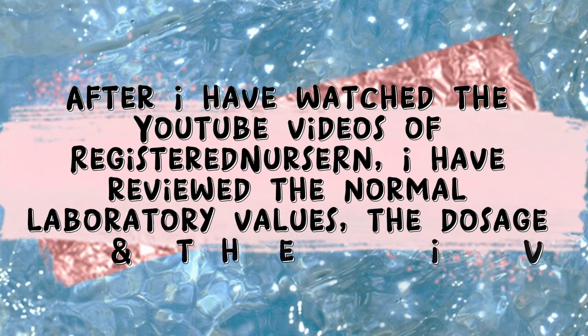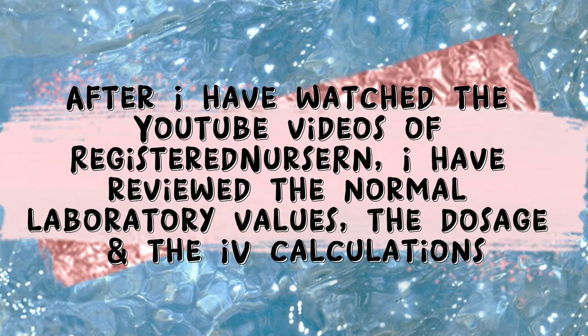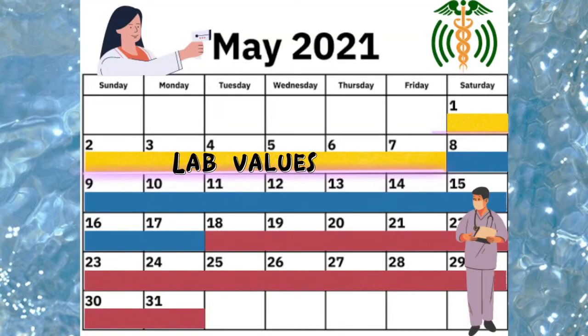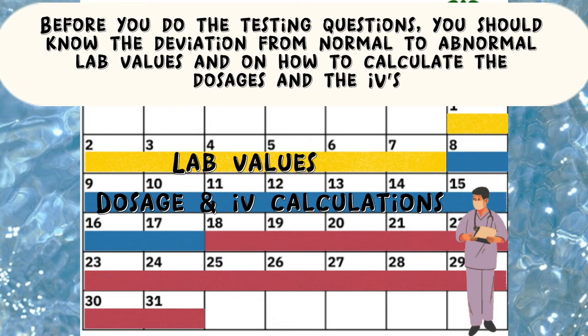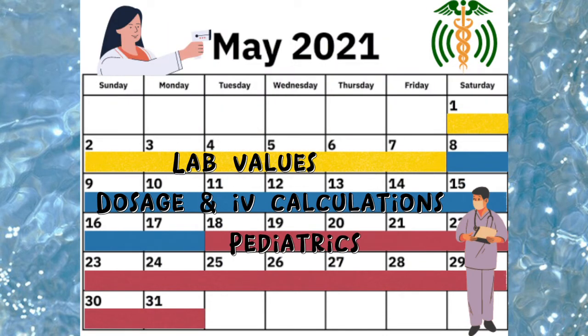After I watched the YouTube videos of Registered Nurse RN, I reviewed the normal laboratory values, the dosages, and the IV calculations from May 1 to 17, 2021. It makes sense, right? Before you do the testing questions, you should know the deviation from normal to abnormal lab values and how to calculate the dosages and the IVs. You may be wondering why the duration was long. It is because I have an evening shift at work and the only time that I can review is from 1 a.m. to 3 a.m., sometimes until 4 a.m.